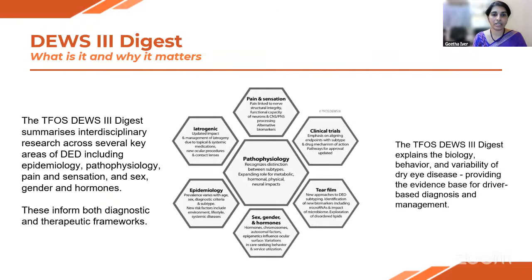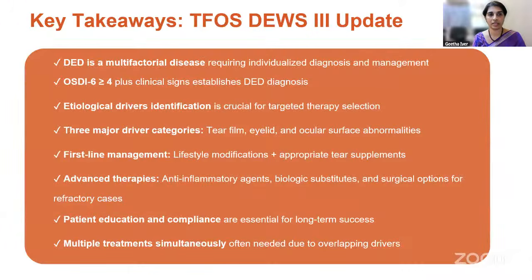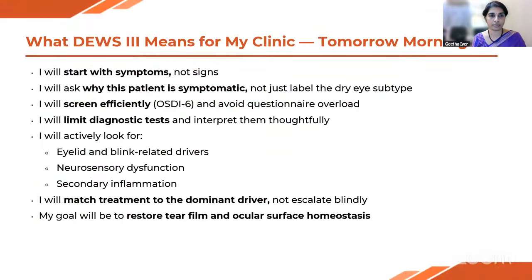The DUCE-3 digest is the third part of DUCE-3, which basically puts together the various key areas of dry eye disease and summarizes the interdisciplinary research across these areas. And these are some of the key takeaways of the DUCE-3, where I've just summarized all the key differences of DUCE-3 vis-a-vis DUCE-2 or the earlier versions.